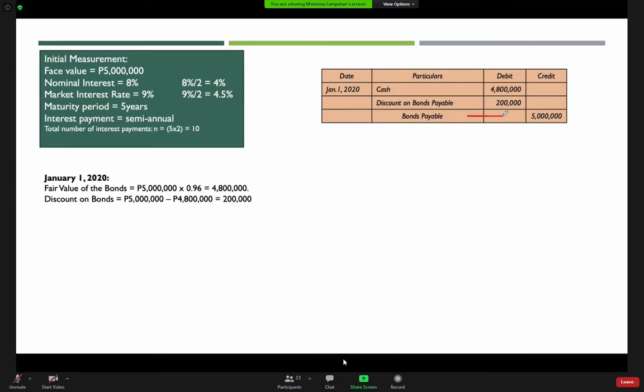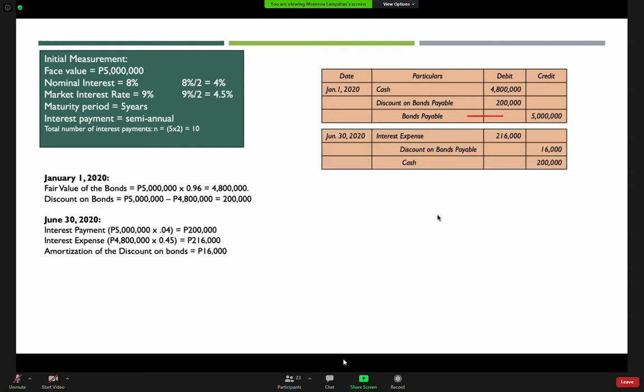Okay. How about the amortization? So, i-amortize natin yung discount and magbabayad tayo ng interest every June 30 and December 31. So, i-record din natin yung transaction na yun. Okay, so interest payment, for example, on June 30, babayaran natin yung interest expense. How did we get this 260 na interest expense? This is the carrying value multiplied by the effective interest rate.